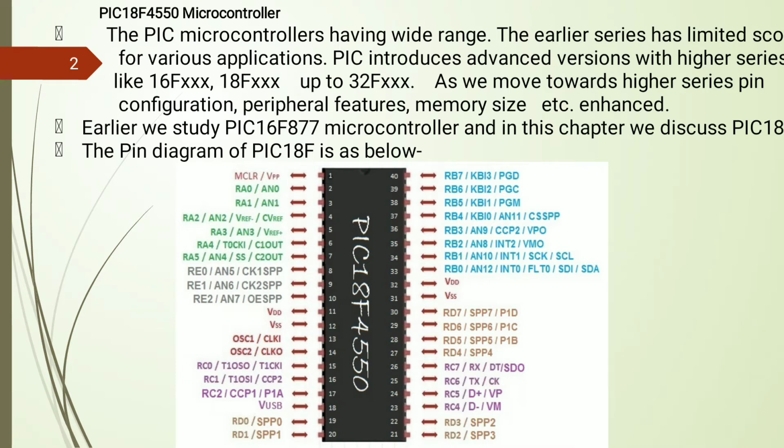but some advanced features or enhancements are made available in the PIC 18F microcontroller series. If we consider this PIC 18F series, it is again a 40 pin IC which is available in DIP or in SMD package, and a TQFP package is also provided. Here some peripheral features are enhanced.